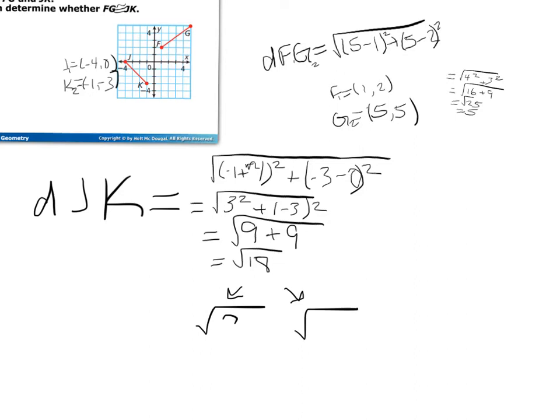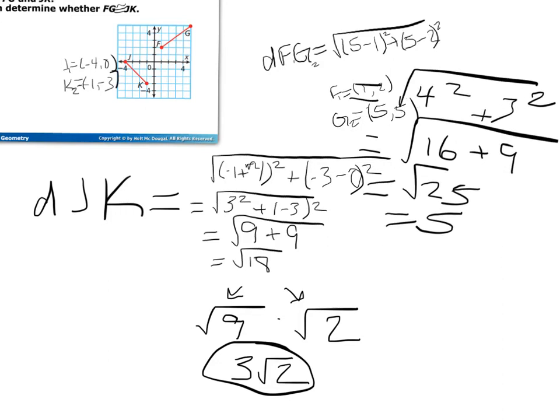So I know 9 is a perfect square. 9 times 2 will give me back 18. This becomes 3, and this becomes root 2. This is Algebra 1 stuff. We should all be able to do this. If not, make sure you either come in or ask other questions on how to reduce your radicals. So this is my answer for the distance of JK, and this was my answer for the distance of FG.